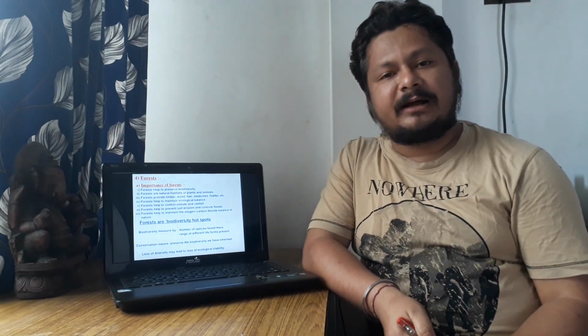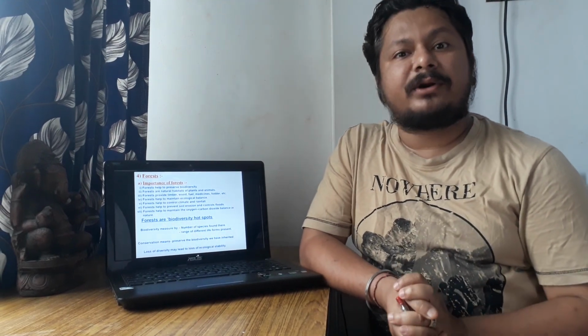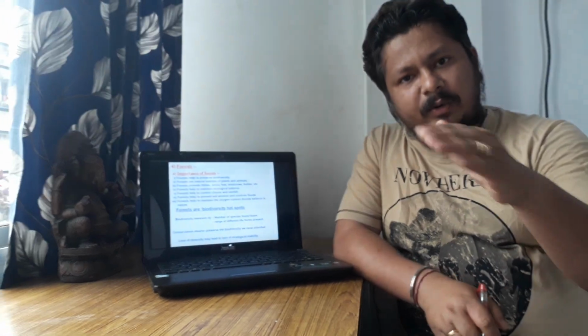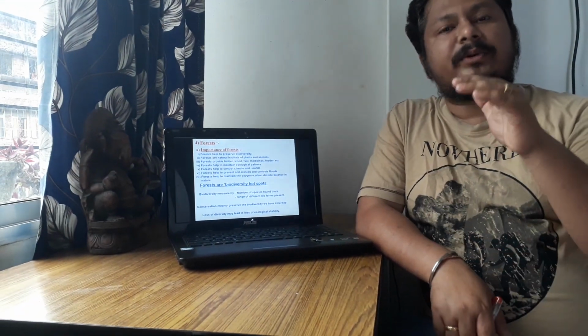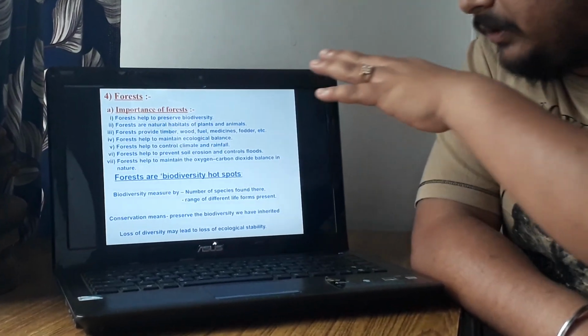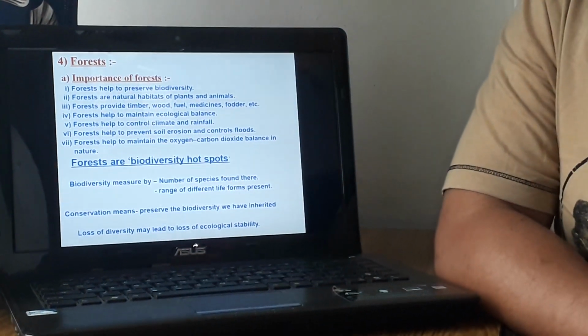So that is the point about climate and rainfall. Basically, by using the water cycle, the forests help us to maintain the rainfall pattern. The next point is that forests help us to prevent soil erosion. As you know, what is the meaning of soil erosion? With the help of these forests or trees.